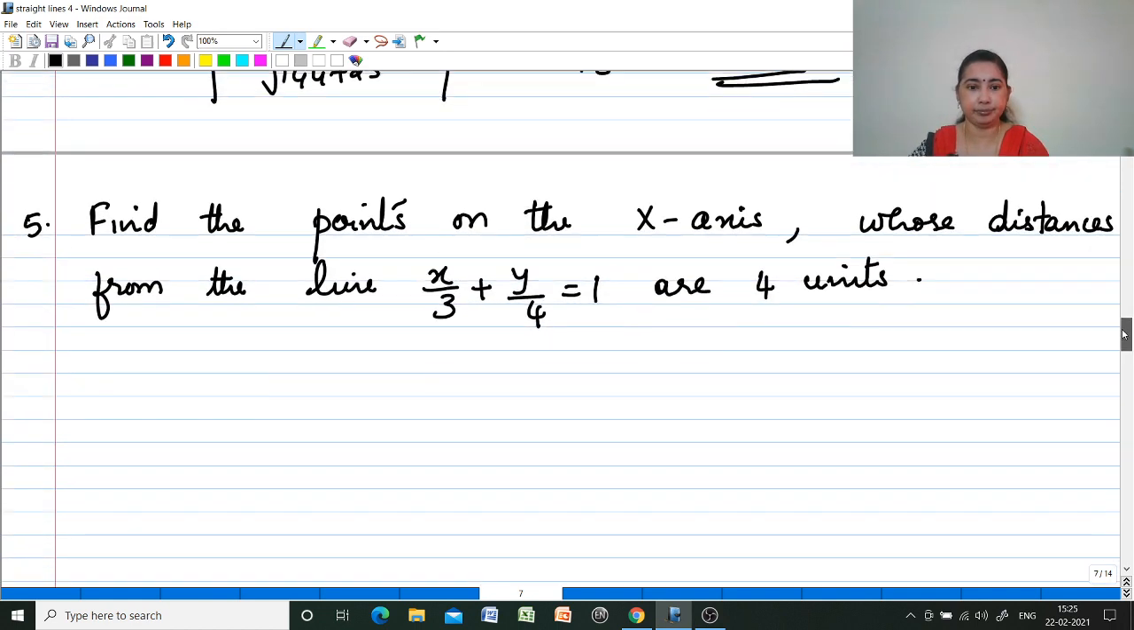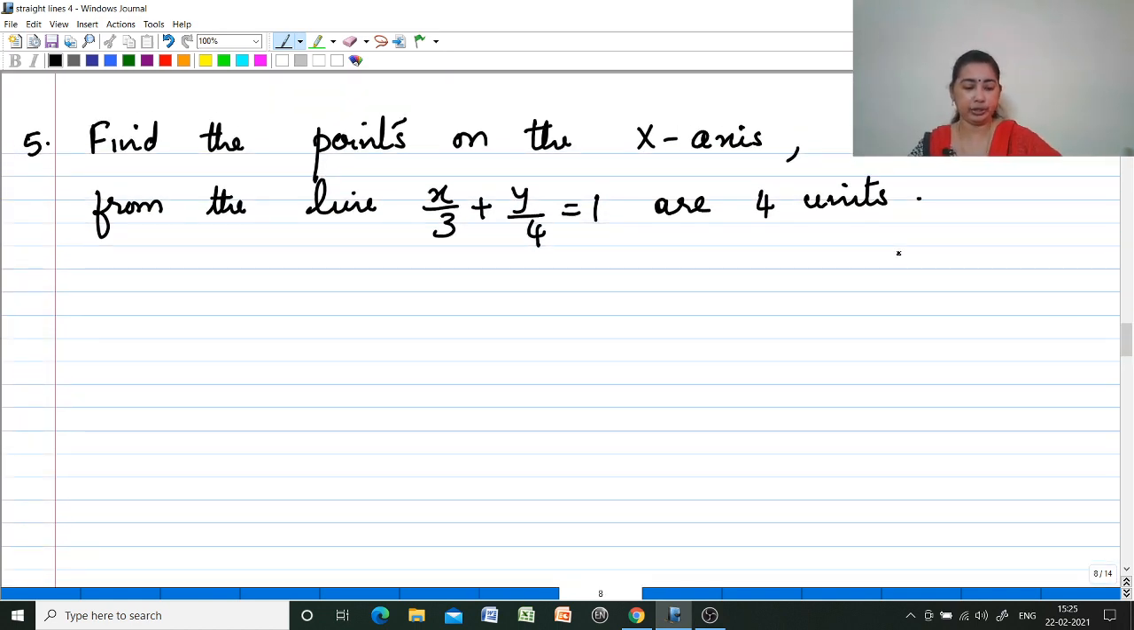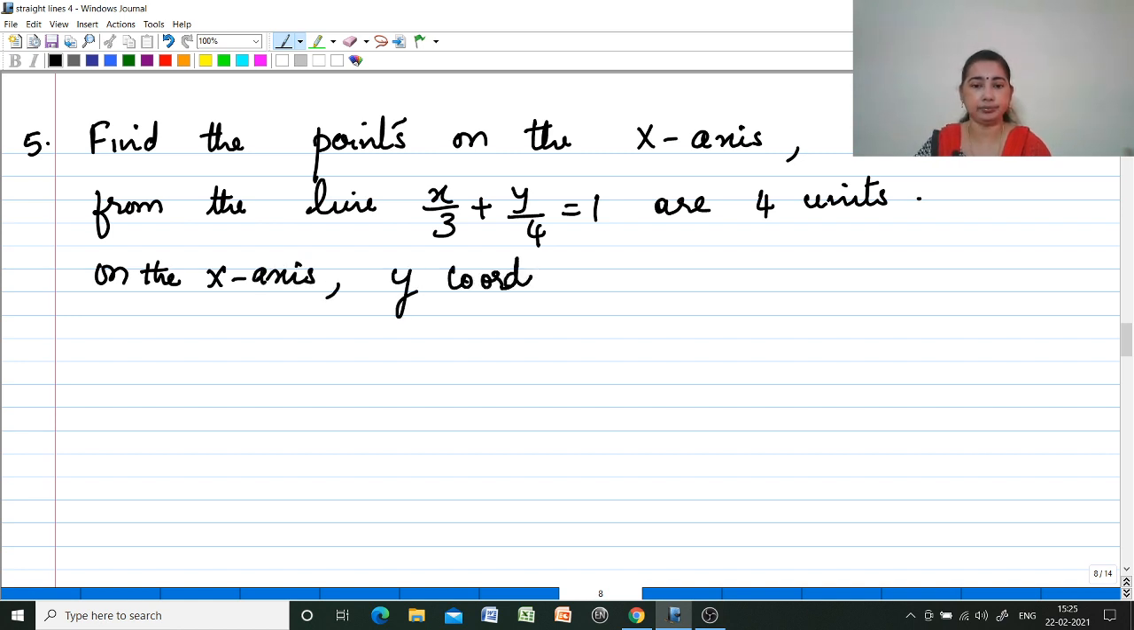Next one. Find the point on the x-axis whose distance from the line x by 3 plus y by 4 is equal to 1 is 4 units. We have to find out the point on x-axis. On the x-axis, y coordinate will be 0. Therefore, the point can be taken as a comma 0.